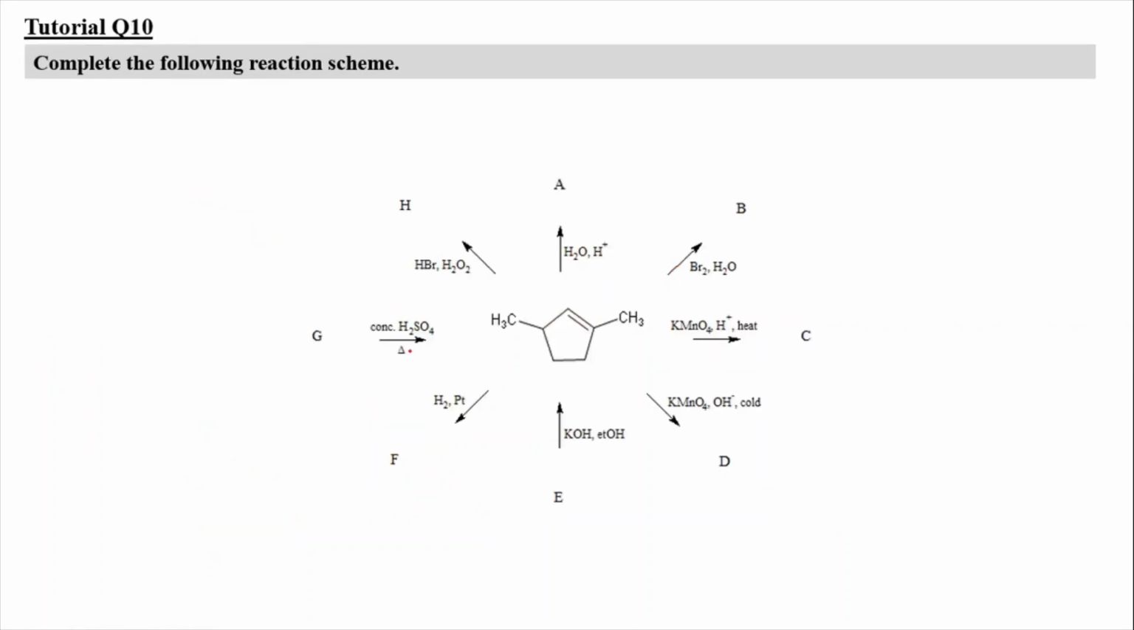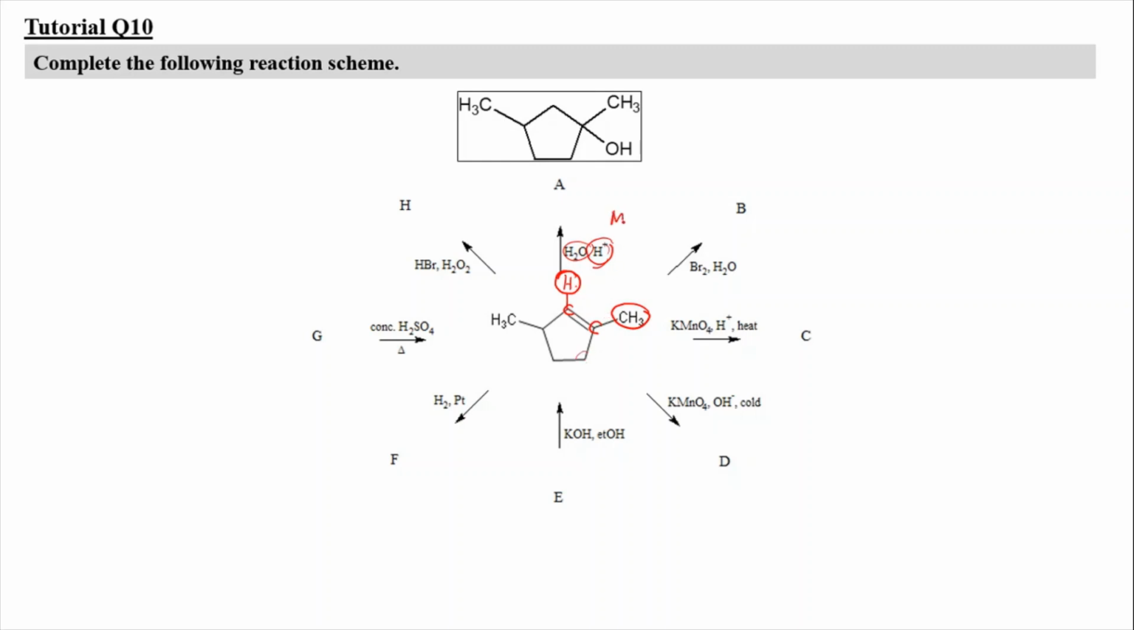For tutorial question 10, we have to complete the reaction scheme. So we have a cyclopentene here attached with two methyl groups. Now when it is reacted with acidified water, it is going to add the hydrogen and also the OH group into the system. Okay, so what we're going to get at the end is that the hydrogen will be added to the carbon which has more hydrogen. So this carbon here will only have CH3 and the carbon chain here, but this carbon will have one hydrogen.